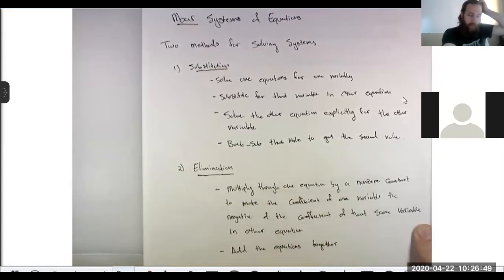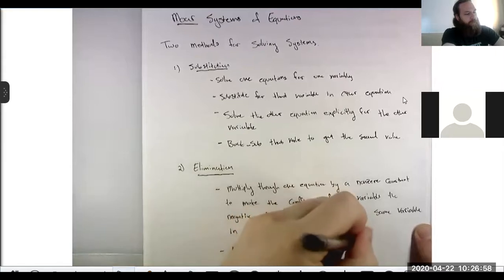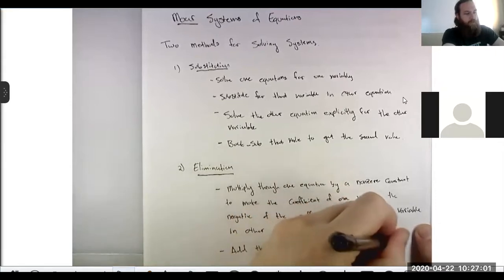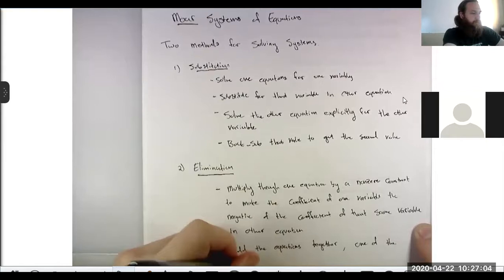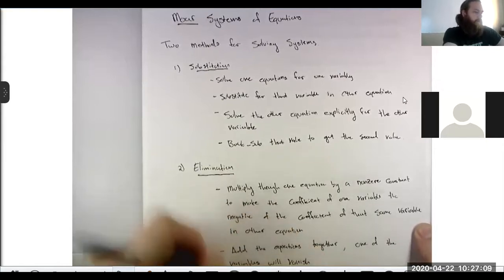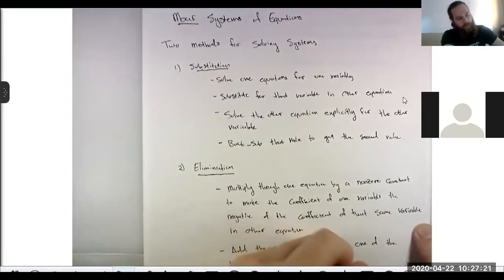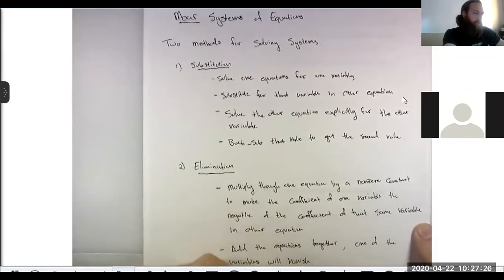And because you made the coefficient of the one variable the negative of the coefficient of that same variable in the other equation, when you add the two equations together, one of the variables will drop out. Will vanish. Then you solve the resulting equation explicitly, i.e. you get a number, and then back substitute to get the other value.